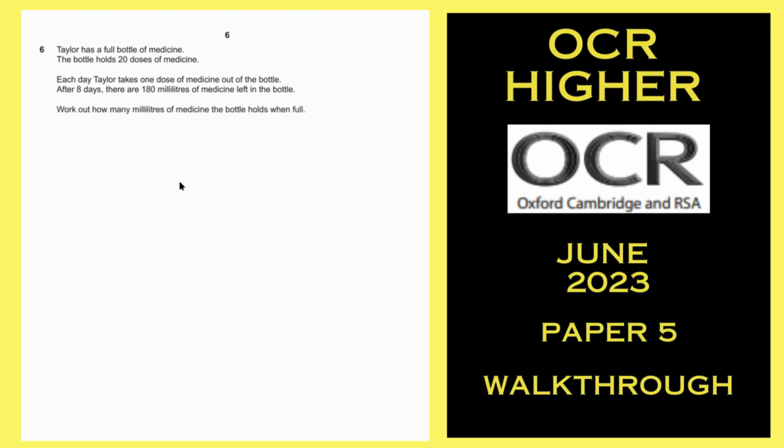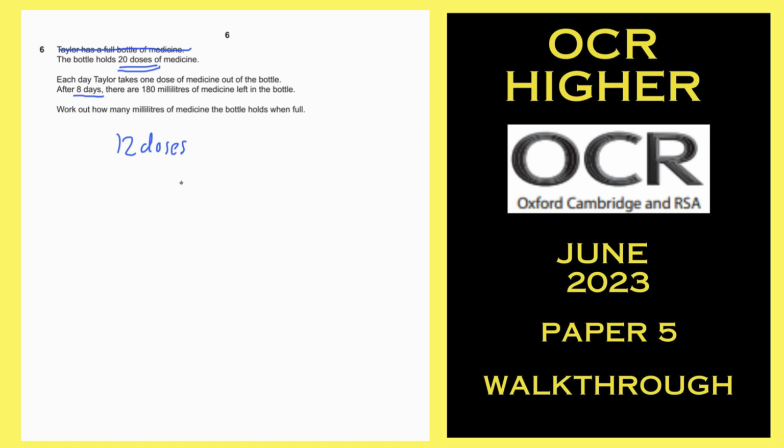Number 6. Quite a weird, long, waffly one. Have a little read. Taylor has a full bottle of medicine. It does hold 20 doses. Each day, Taylor takes 1 dose. After 8 days, there are 180 millilitres left. There were 20 doses, 1 a day, 8 days gone, means that 12 doses are left.